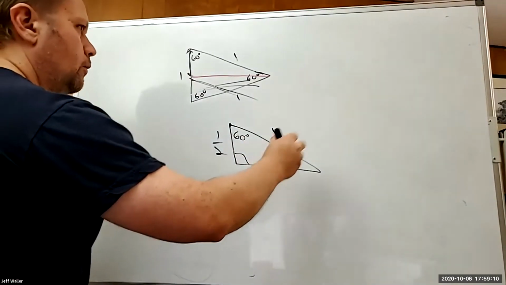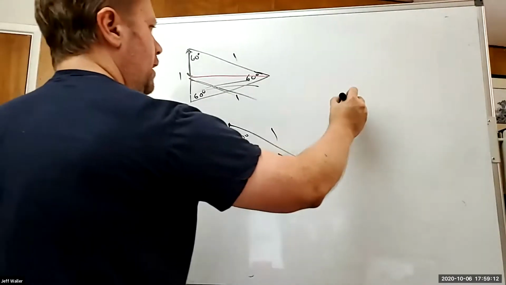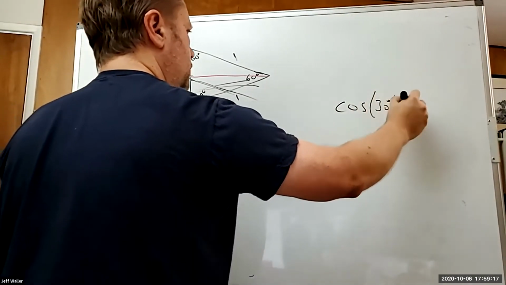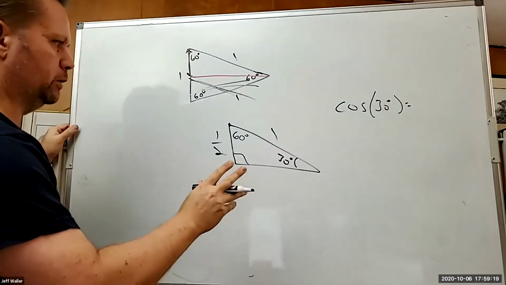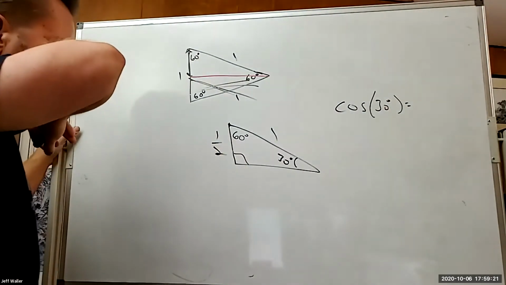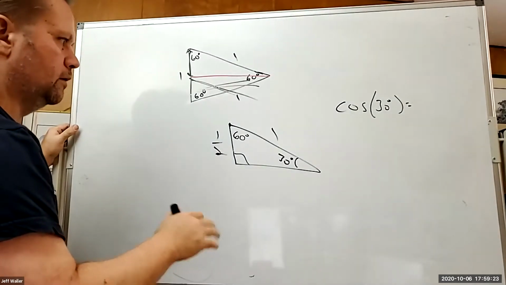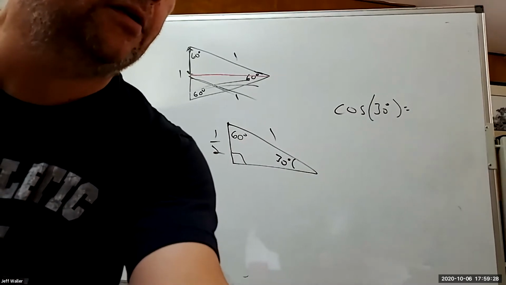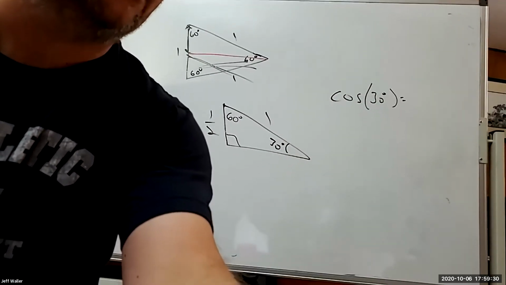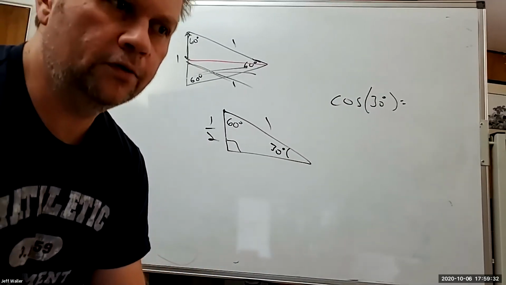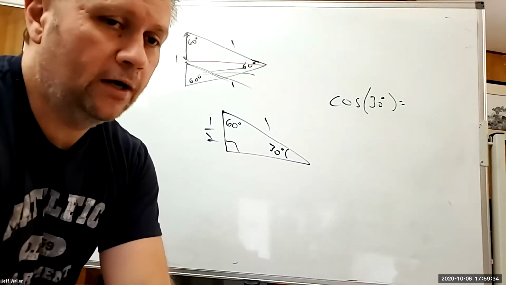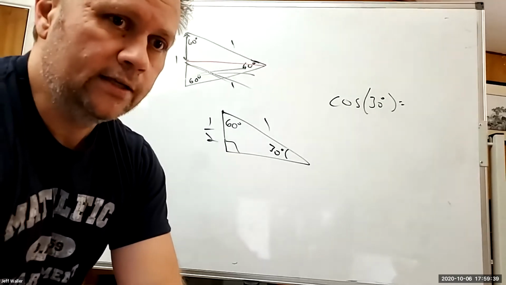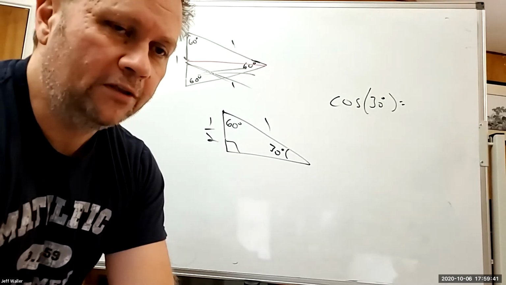So what does cosine tell me? Cosine of 30 degrees would be the ratio of what side to what side? Adjacent over hypotenuse. And by the way, if anybody knows Sohcahtoa, I wish that thing did not exist. I know you're going to hate me for this, but it is not helpful in the long run.